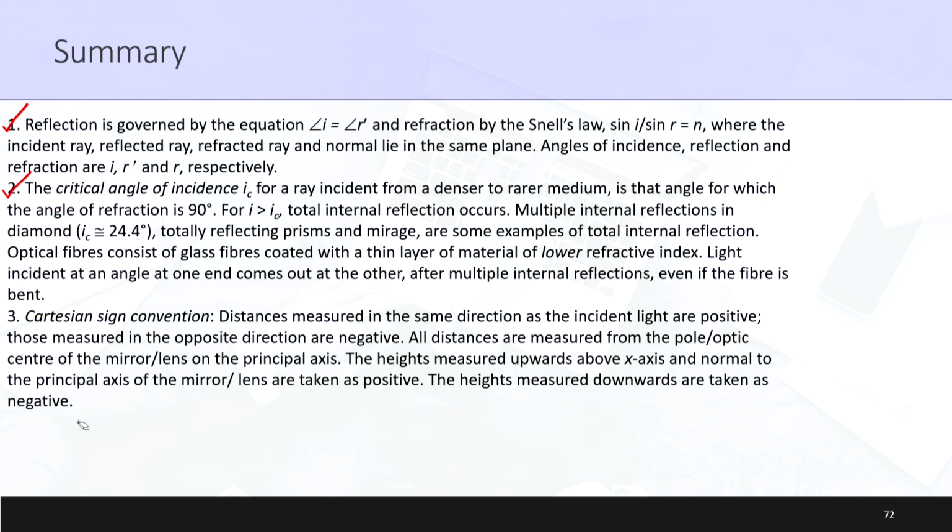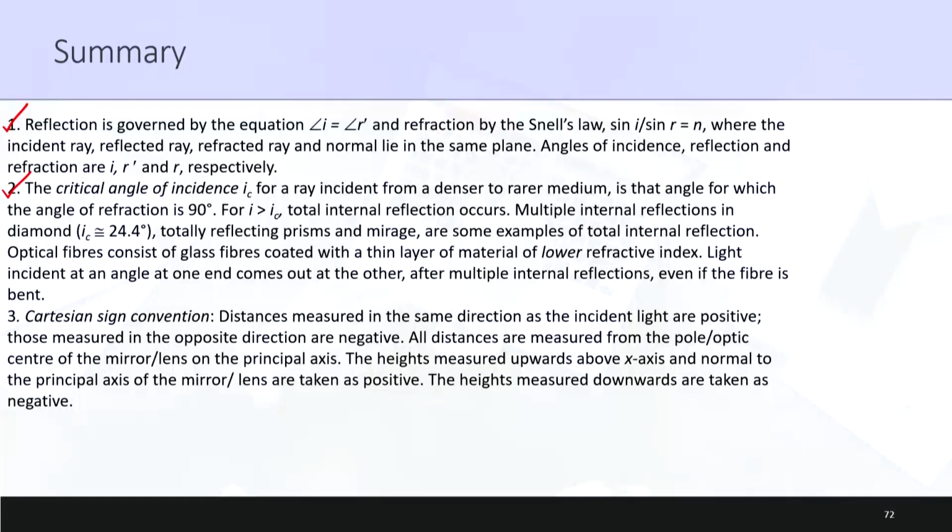What are optical fibers? Optical fibers consist of glass fibers coated with a thin layer of material of lower refractive index. Light incident at an angle at one end comes out at the other after multiple internal reflections, even if the fiber is bent. So, even if the fiber is bent, even if it is like this also, then also the total internal reflection happens. These are formed in such a way that total internal reflection happens. Okay, fine. So, as one of the basic reasons for optical fibers' successful applicability is because of its critical angle being very small.